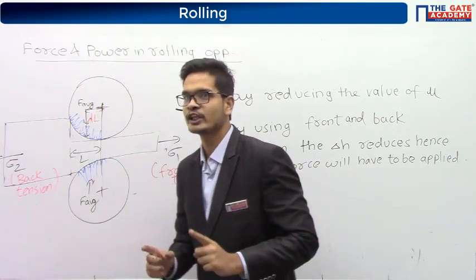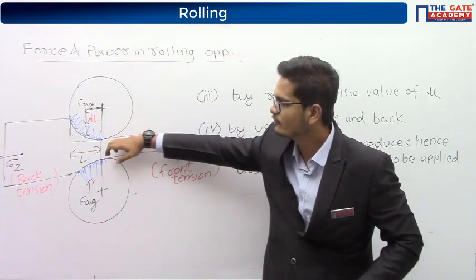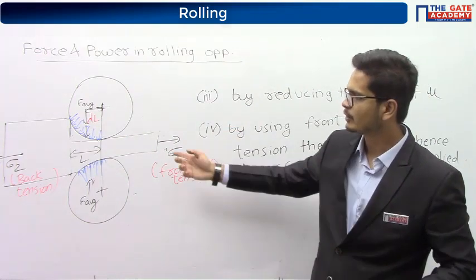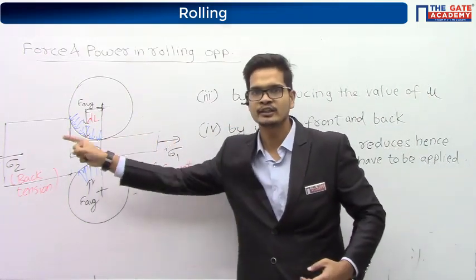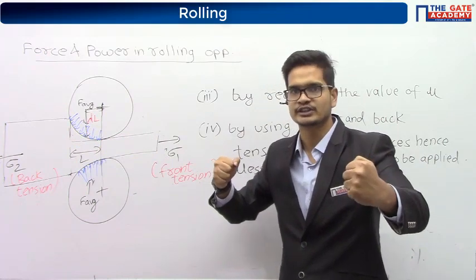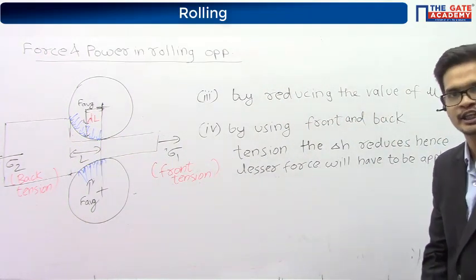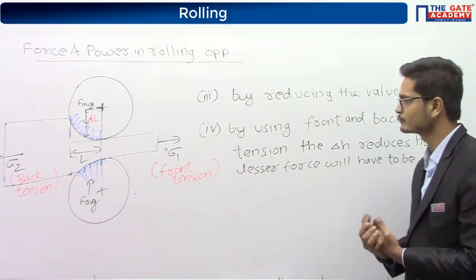It would have been drawing, Danish, only if you were just pulling. In drawing you pull, right? But here we are applying the pulling load from both the directions. That's why you can't call it drawing plus rolling.